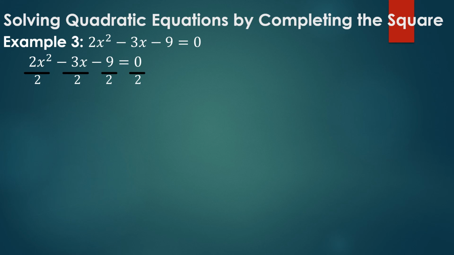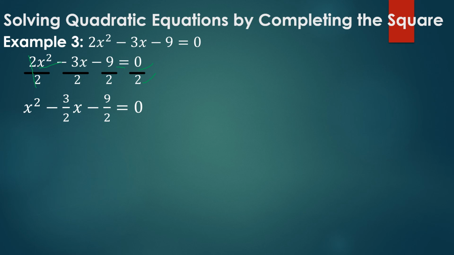So we have 2x squared divided by 2 is equal to x squared. And then negative 3x over 2, or negative 3x divided by 2, is equal to negative 3 over 2x. And then negative 9 divided by 2 will give us negative 9 over 2, and 0 divided by 2 is equal to 0. So we have x squared minus 3 over 2x minus 9 over 2 is equal to 0.